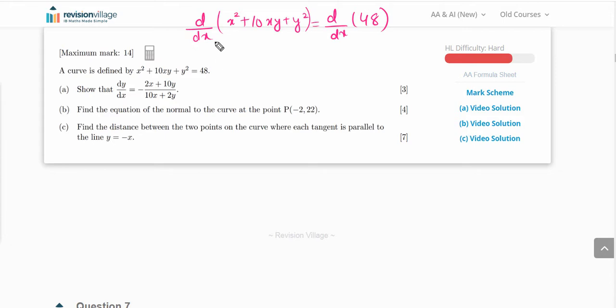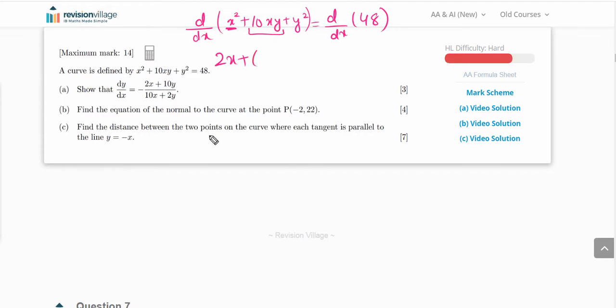So on the left side I will get the derivative of this one, like the derivative of x squared is 2x, plus the derivative of this function. I'll apply the product rule because we have two functions. The first function is 10x, the other function is y. So I'll apply the product rule over here.